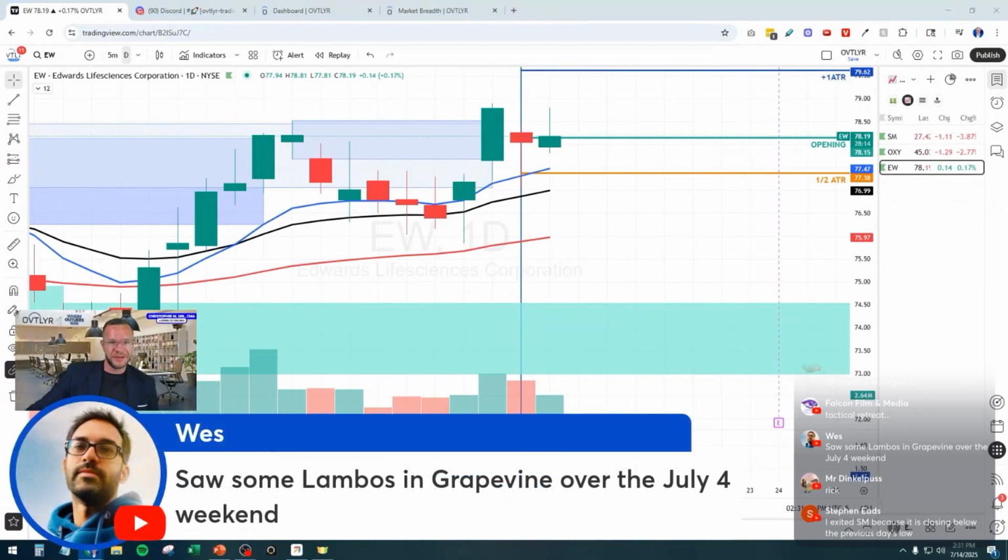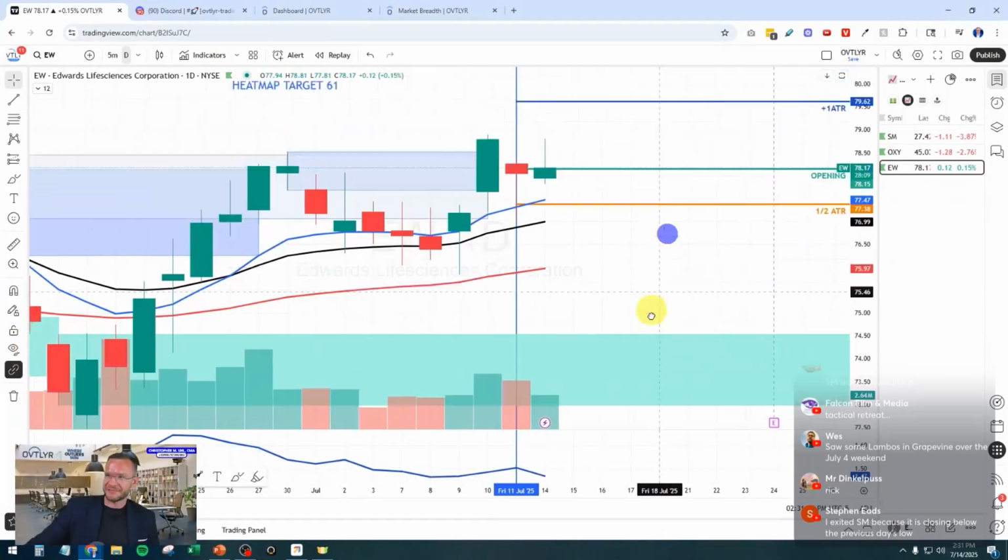Let's go to Wes says, I saw some Lambos in Grapevine over the July 4th weekend. Very cool. Sounds like Wes is in my neck of the woods.